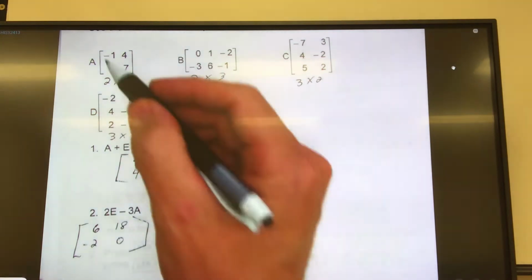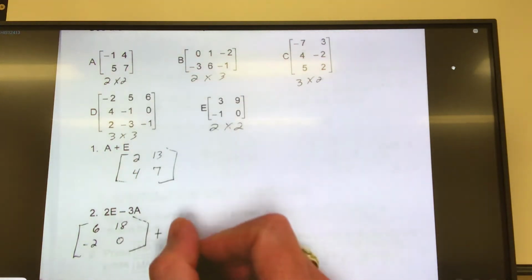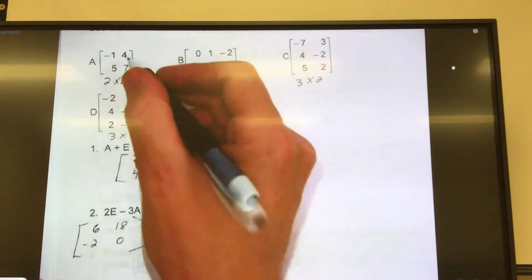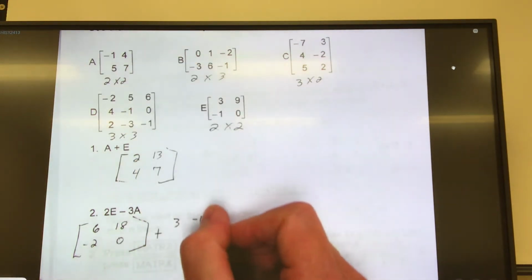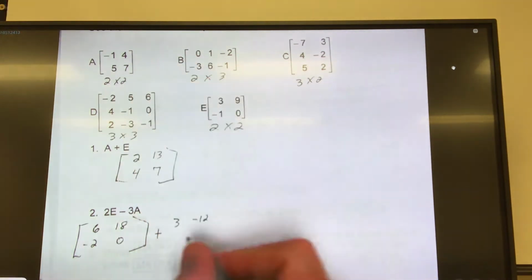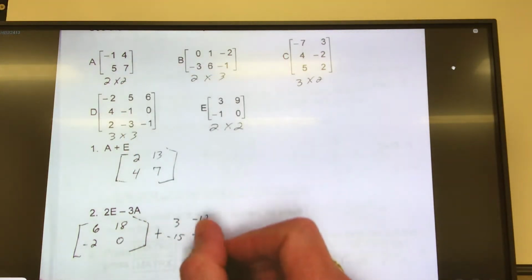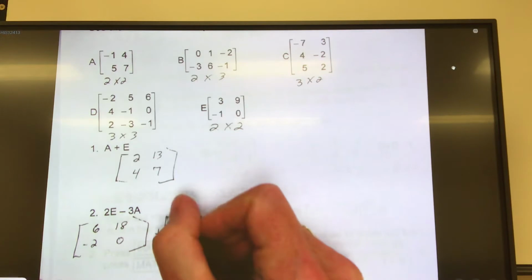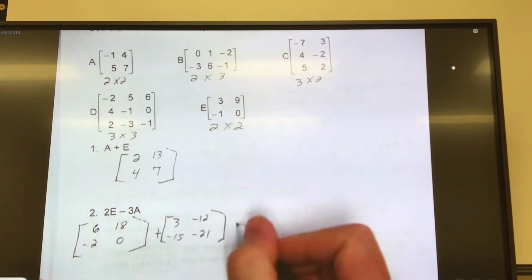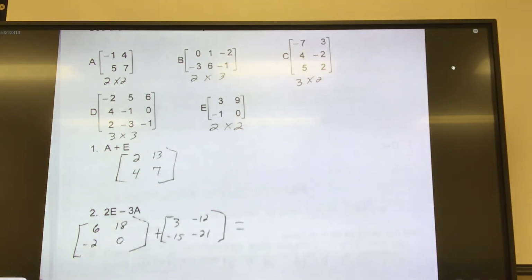So -3 times -1 is a +3. -3 times 4 is a -12. -3 times 5 is -15. And -3 times 7 is a -21. So I've used up my negative. Now I just add them together just like I did on number 1.